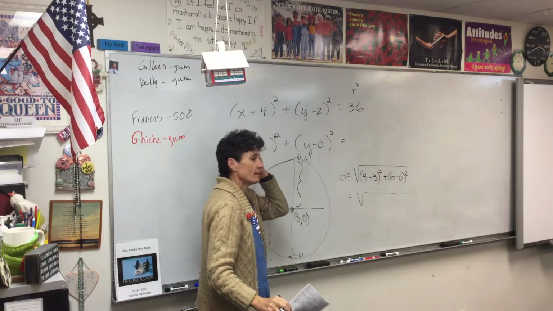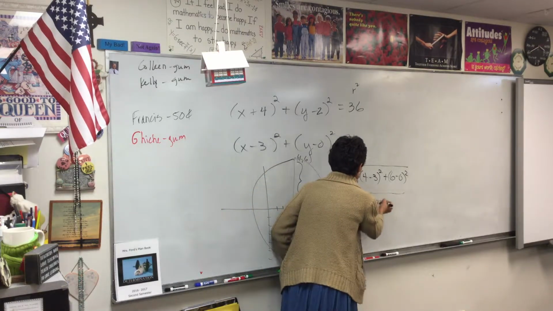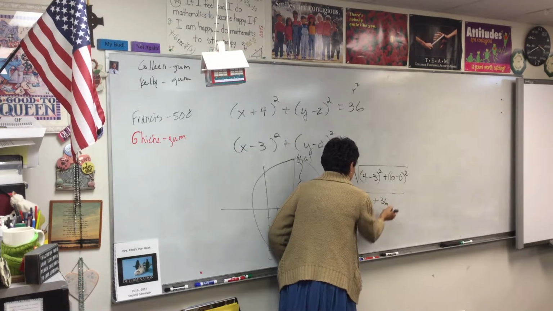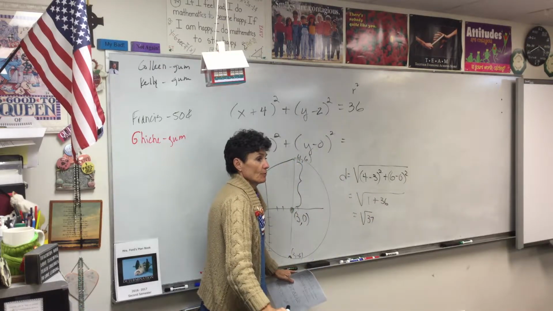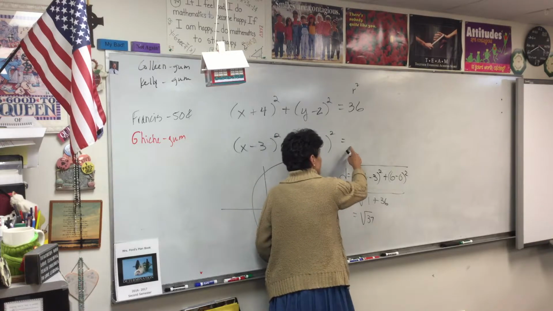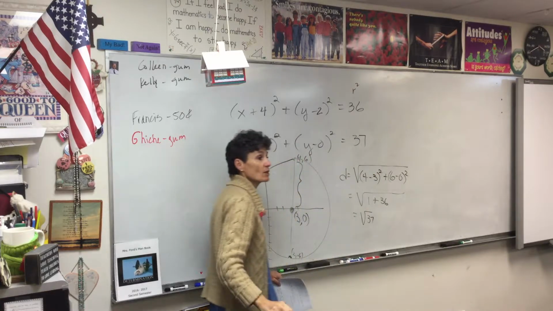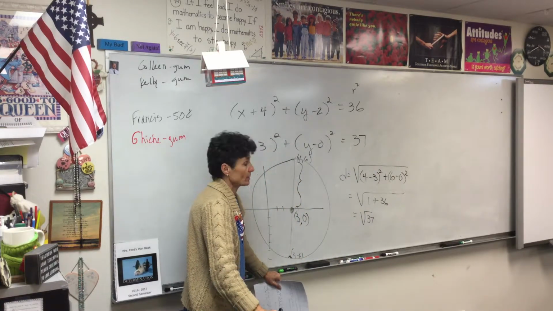So that's going to work out to be what? What's 4 minus 3? Squared, 1. 6 minus 0, squared. So your radius is the square root of 37. So what number do you put in your equation? 37. Remember, it's r squared. It's the radius squared.